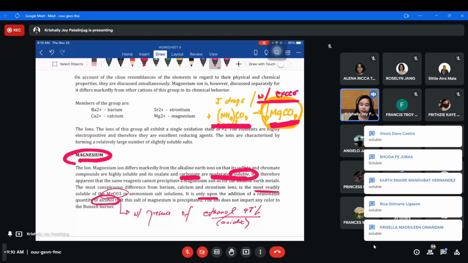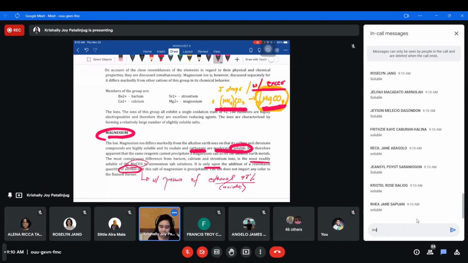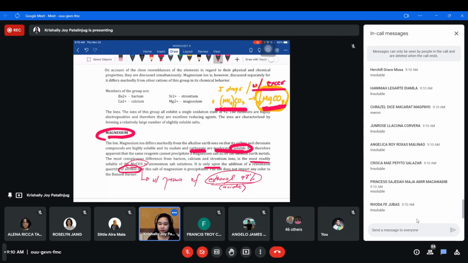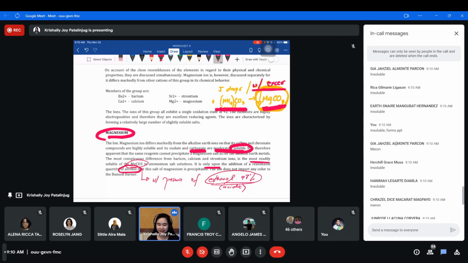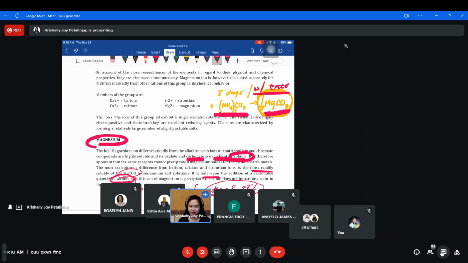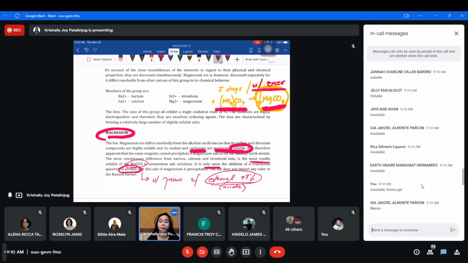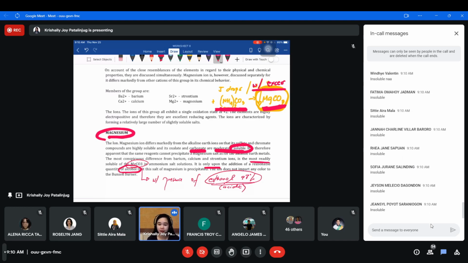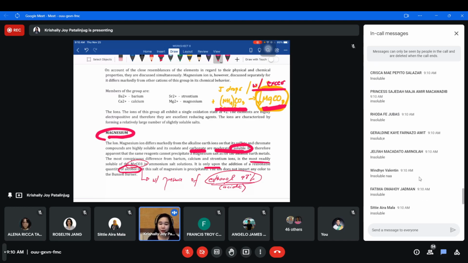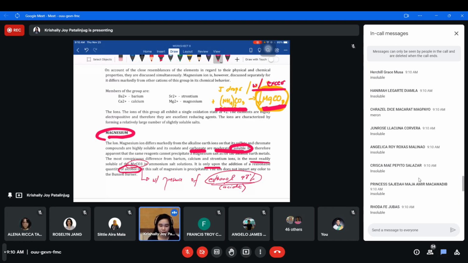But with excess ng ammonium carbonate, in the presence of ethanol, meron or walang precipitate ng magnesium carbonate? Okay, very good. Insoluble, meaning kapag sinabing insoluble, merong precipitate. Okay? Pag insoluble, merong precipitate na nabuo.